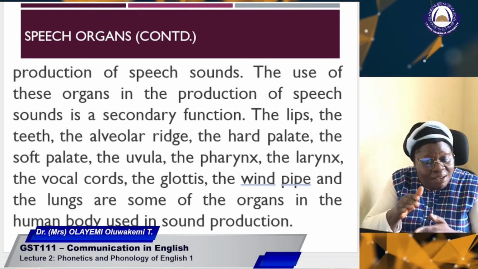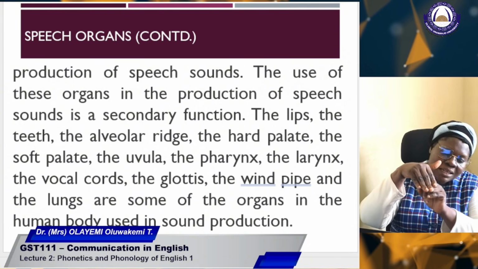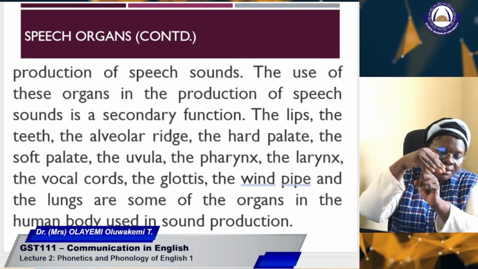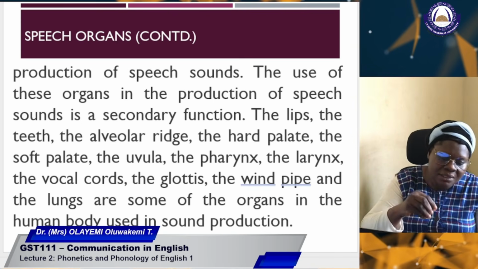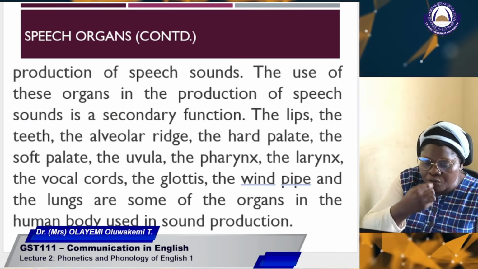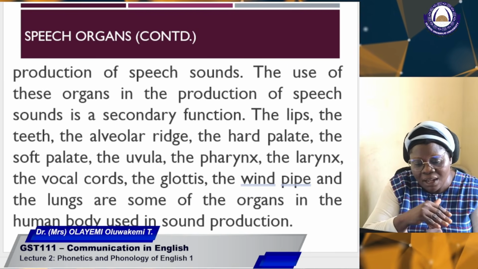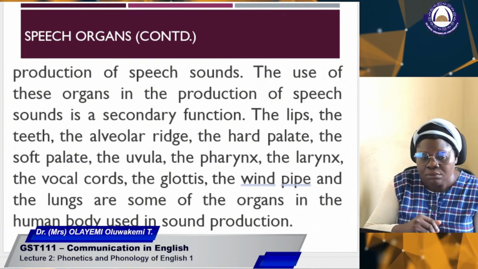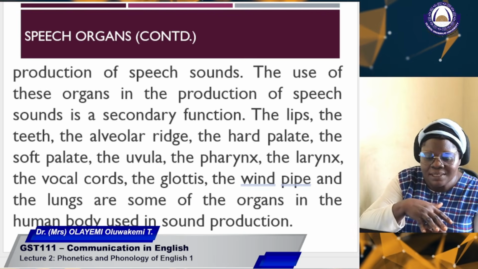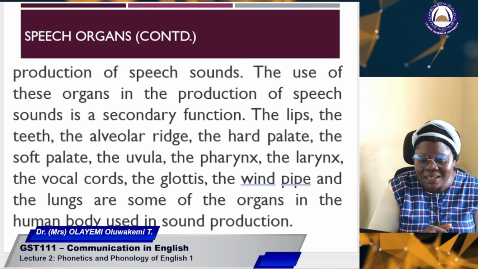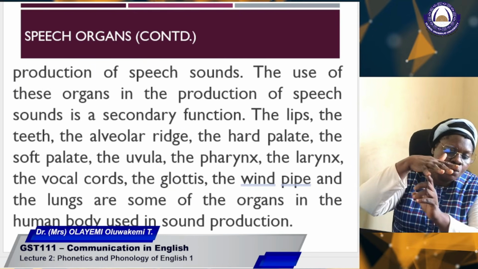Then immediately after the alveolar ridge, we have the hard palate. It's like that hard part of the roof of the mouth. When your mouth is in a dormant position, the center of the tongue is directly opposite the hard palate. So the hard palate is that portion at the roof of the mouth, very hard.